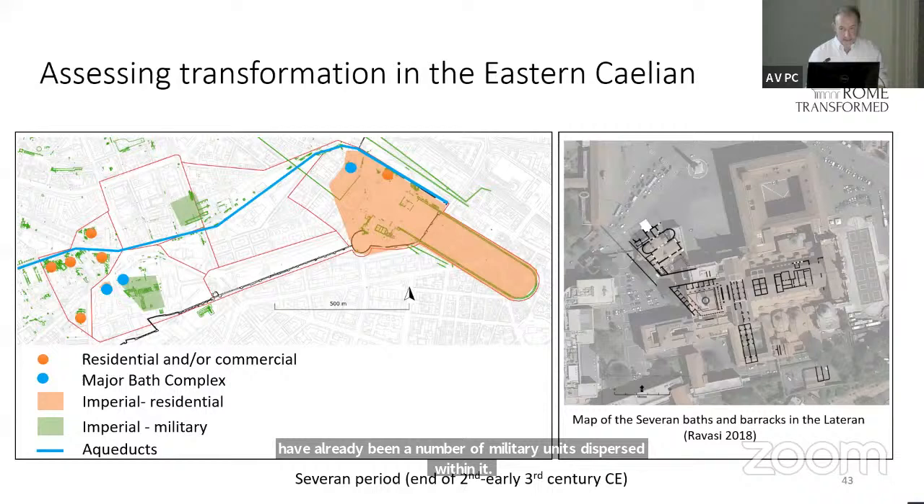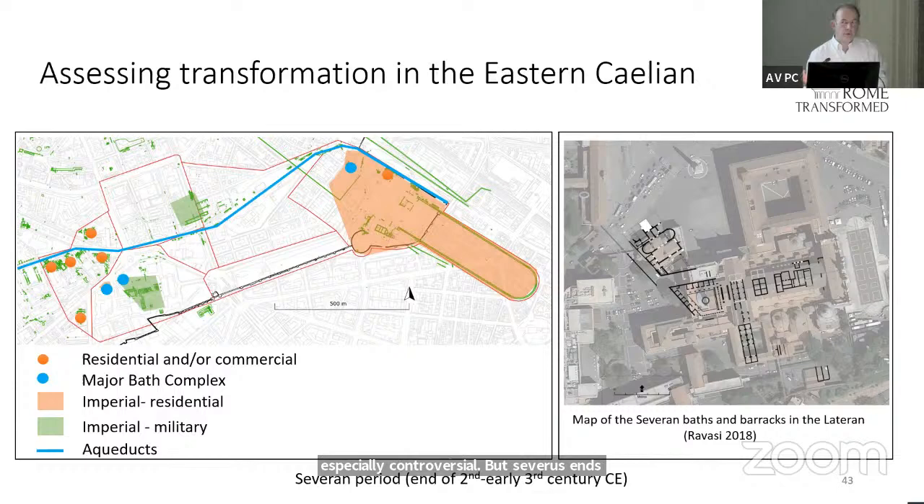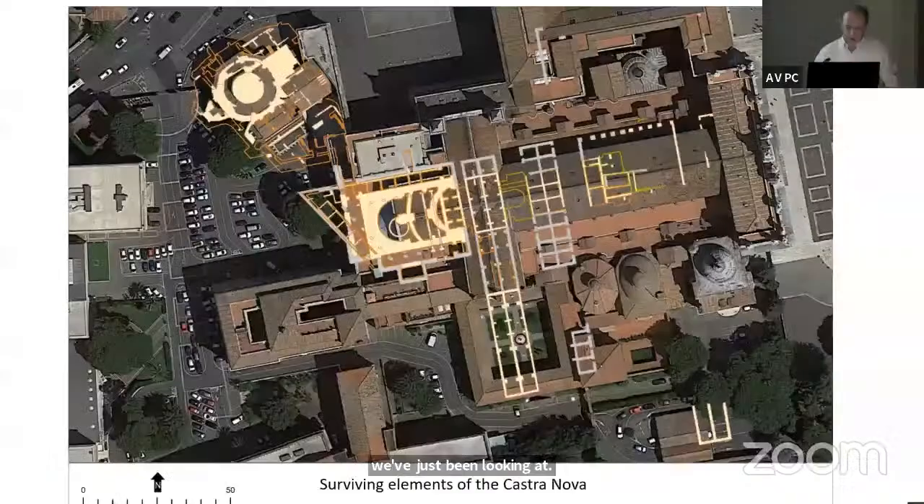But Severus ends up at least doubling the number of armed and belted men in Rome. Contemporary sources claimed quadrupled the number, though that is an exaggeration. And in this same area that we've just been looking at, we see the dramatic implications of that transformation.